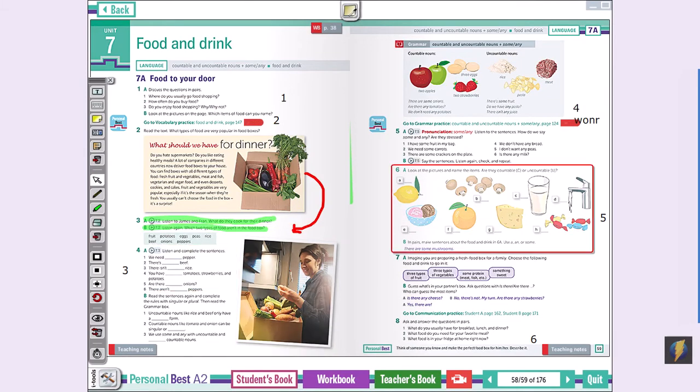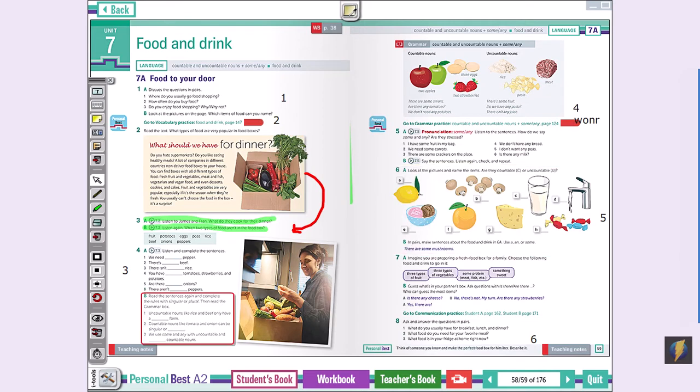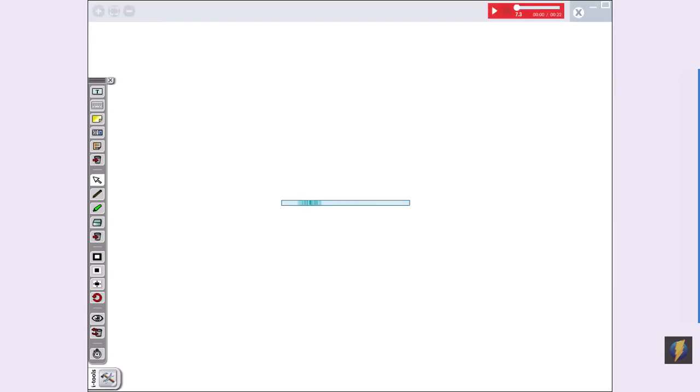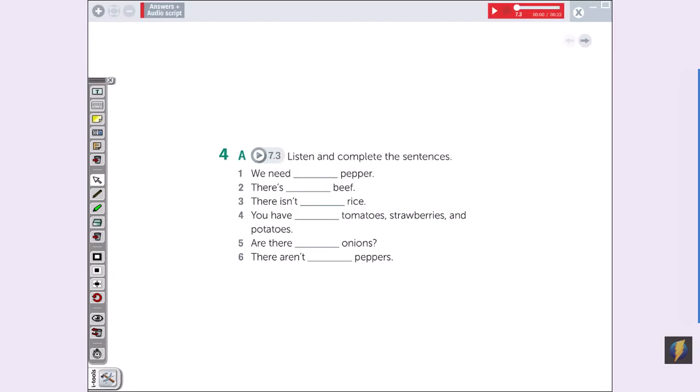Okay, now that we have the vocabulary and the grammar point, we're going to do this one. We're working on this part. So we're going to listen to this section, okay? Listen.